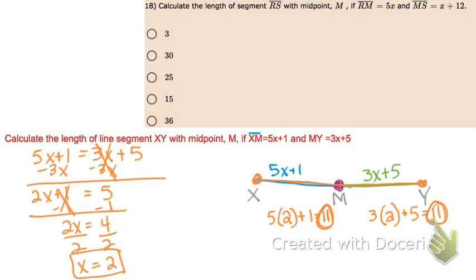which makes sense, remember, because m is our middle. This piece and this piece should be equal. So if each of those are 11, if this equals 11 and this equals 11, then the total distance from x down to y is 22.